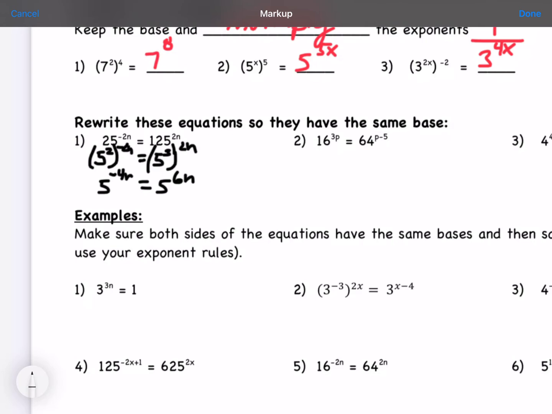Over here with 16 and 64, I'm going to use 4 because I know 4 squared is 16 and 4 cubed is 64. And then I'm just going to multiply the powers. 2 times 3p, so I have 4 to the 6p equals 4 to the 3p minus 15 power.